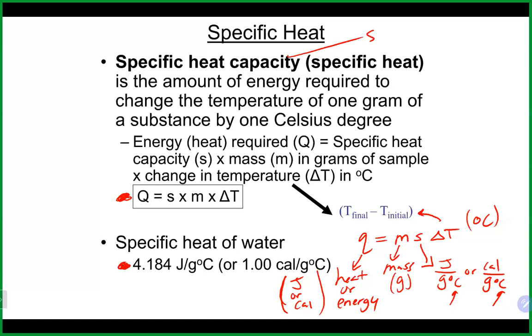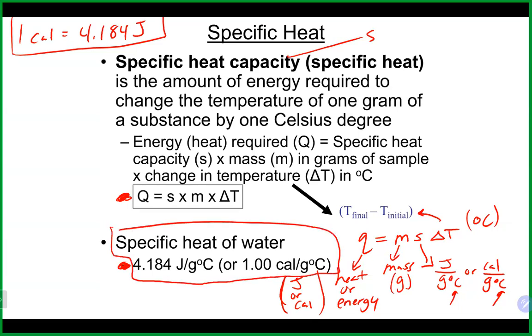Now, the difference between calories and joules is that conversion that we saw previously. 1 little calorie is 4.184 joules, and that is a conversion that you do need to know. The good thing about that is you also need to know this, which is the specific heat of liquid water. And by the way, that is the specific heat of liquid water.